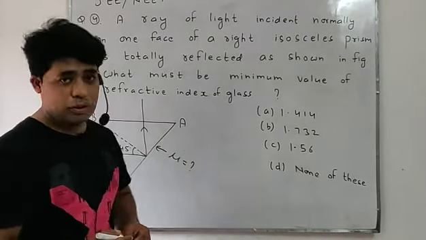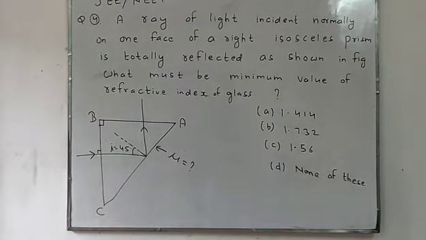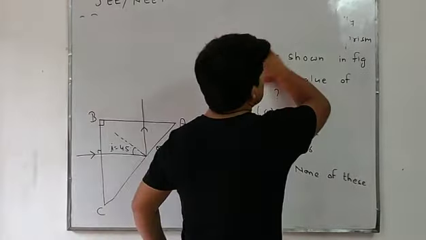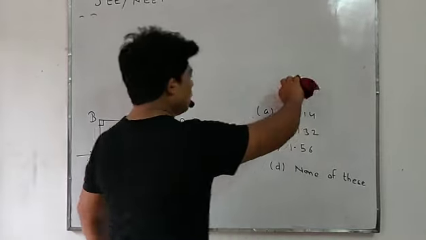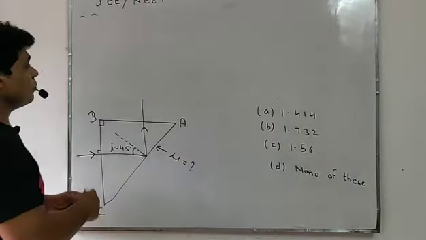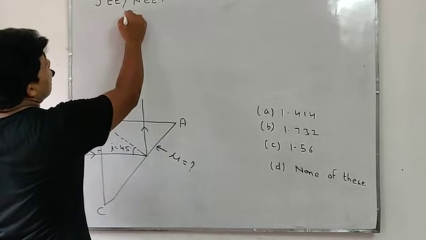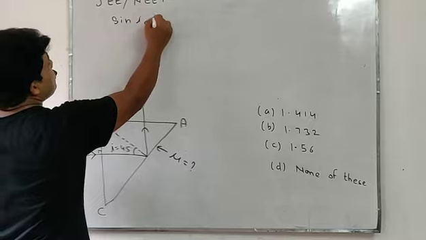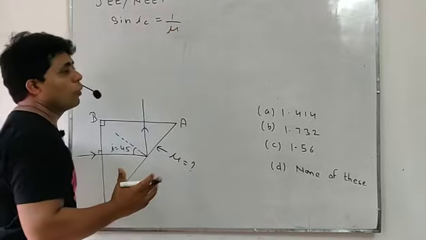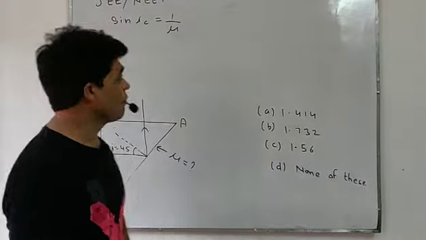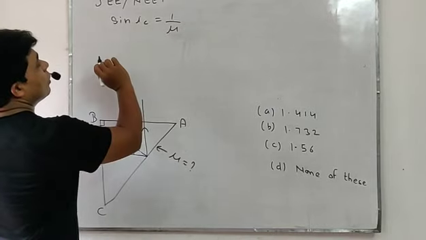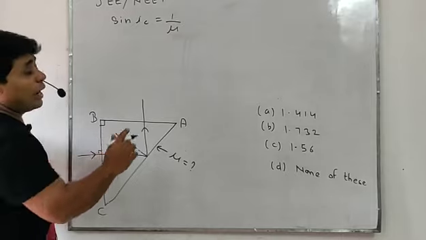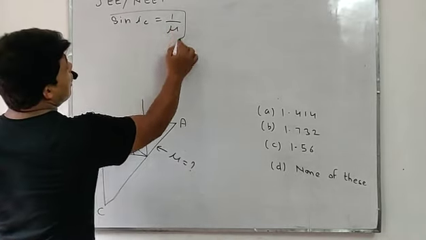Okay, how can you find it? Look students, you can see the question. I am going to remove the language of this question for the solution. We know the formula sine IC equals 1 upon mu on behalf of TIR, as we did before in the previous questions. What is IC? IC is the critical angle and mu is the refractive index.